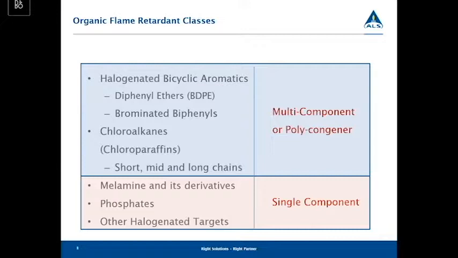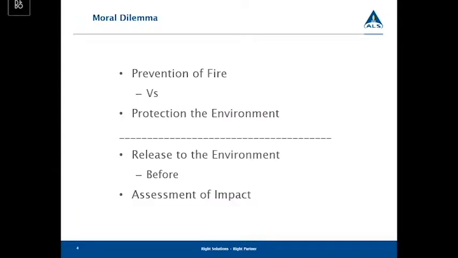Organic flame retardants come in two general classes. They're divided into multi-component or polycongener types and single components. The multi-component type include diphenyl ethers, brominated biphenyls, chlorinated naphthalenes, chloroalkanes, or otherwise known as chloroparaffins. And single component include melamine and its derivatives, phosphates, and other halogenated targets. Melamine I'll be ignoring today, but covering most of the others.